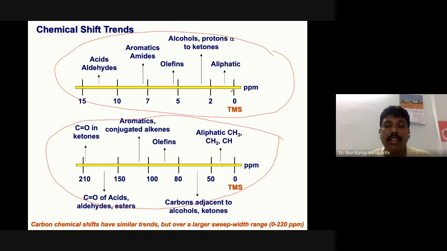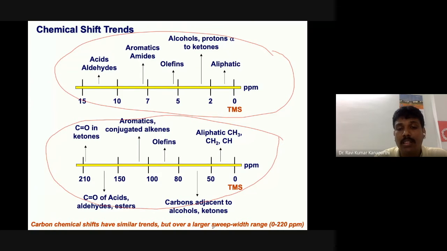But the trends are comparable. Aliphatic proton, aliphatic carbon; for carbon again you have sp2 and sp3. So the trends of protons and carbons can be nicely correlated. The aliphatic protons are here, alcohol and ketone protons are here, olefinic, amide and aromatic protons are in this range, acid and aldehyde protons are in this range, and in this range you will have enolic protons. Similarly, in this region we will have the aliphatic carbon NMR signals, and as you go this way, olefinic carbon signals.